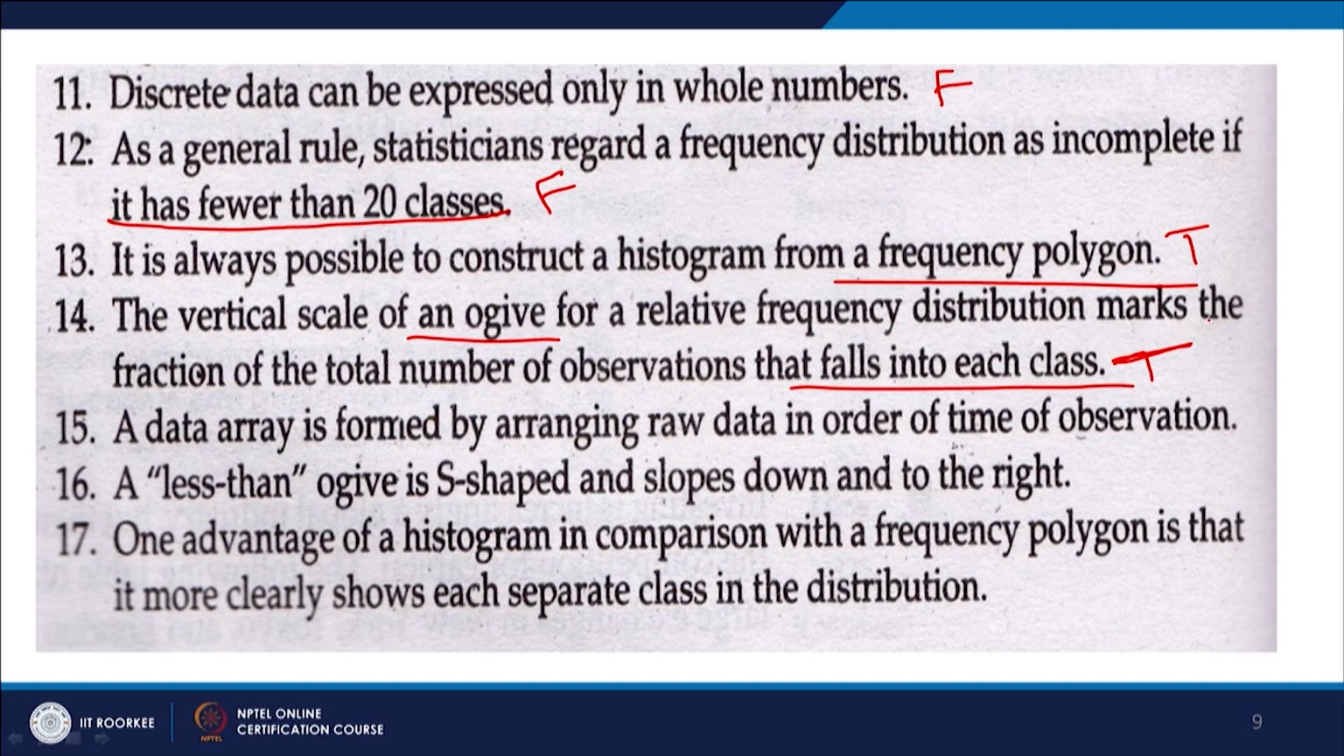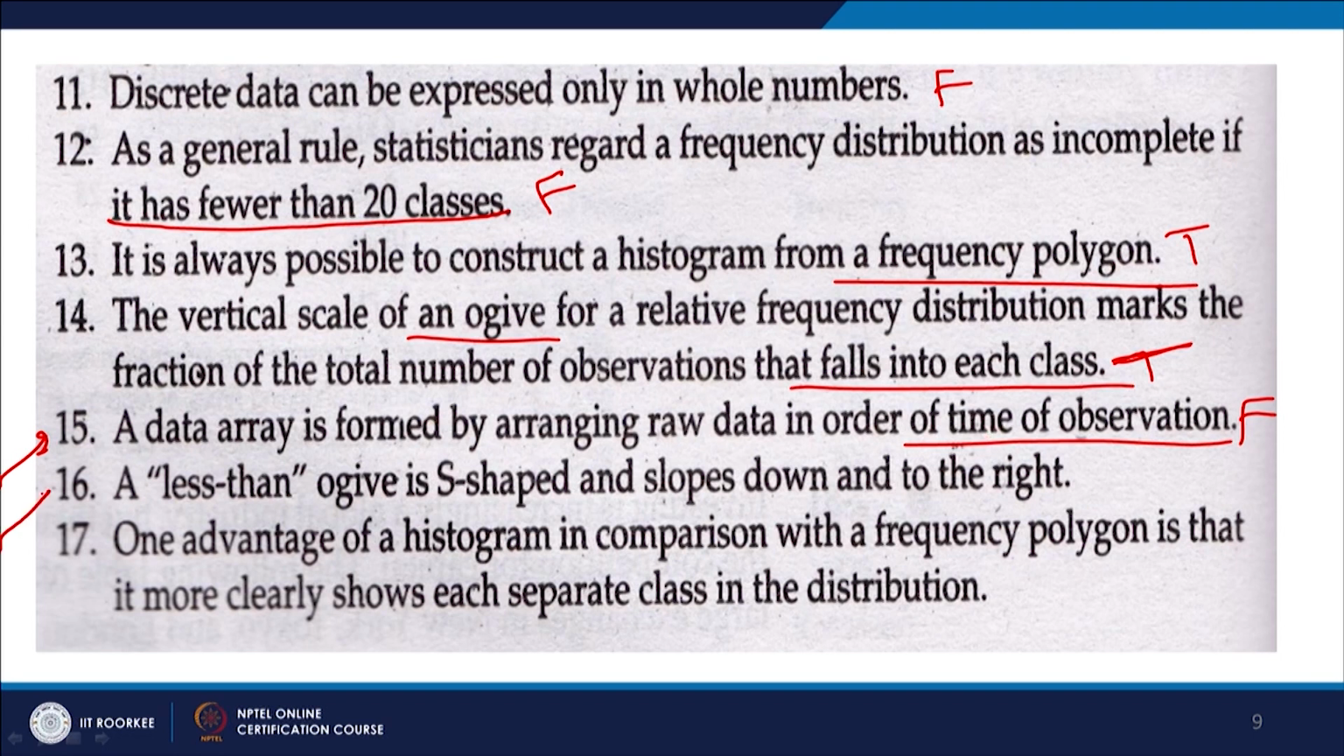Let us move on to the 15th one. A data array is formed by arranging raw data in order of time of observation. Is it correct? Is it in order of time of observation or some other order? This one is a false statement, because it is in either ascending or descending order, right.